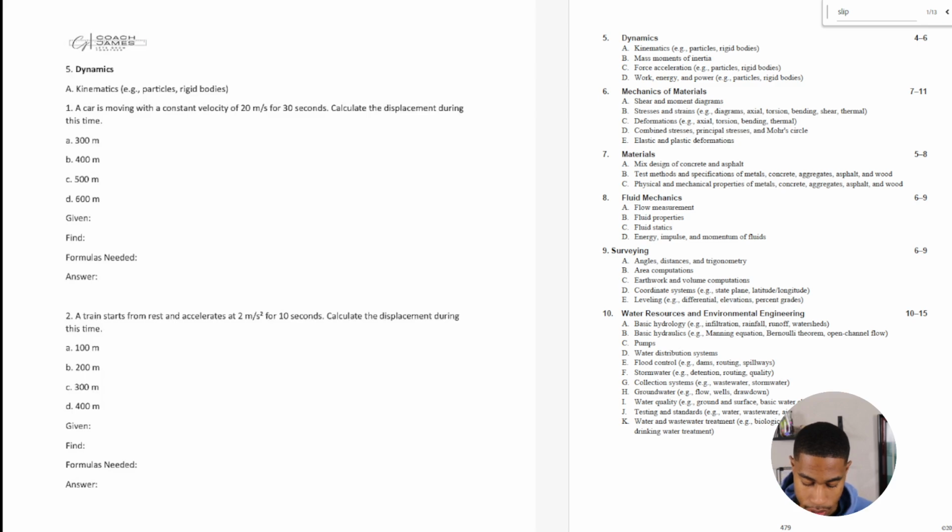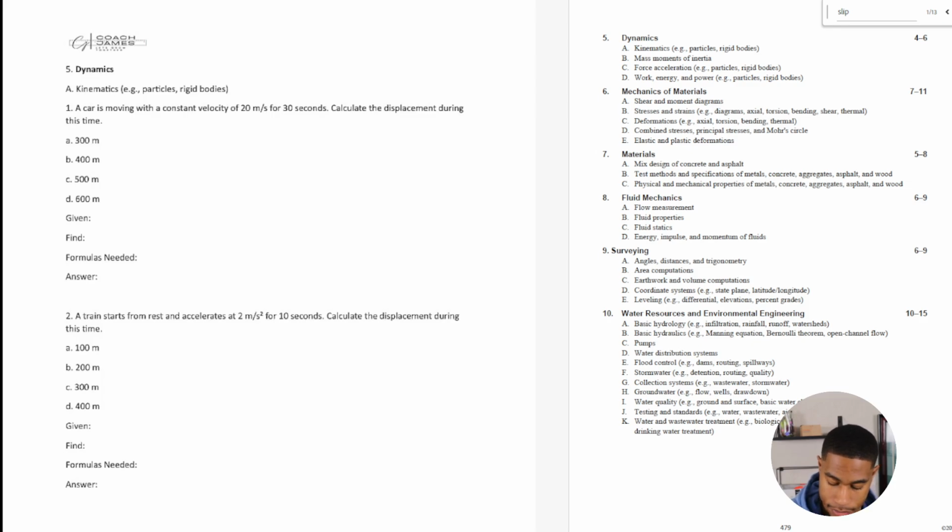All right. So number one says, a car is moving with a constant velocity of 20 meters per second for 30 seconds. Calculate the displacement during this time. All right, so let's take a look at this.